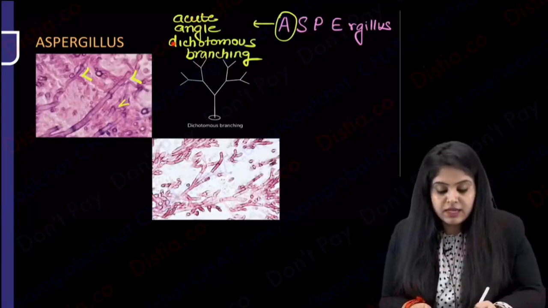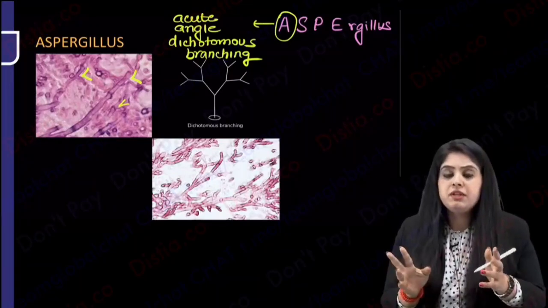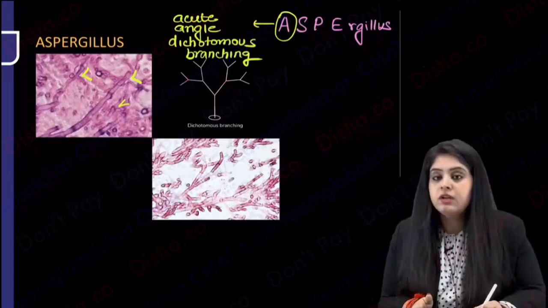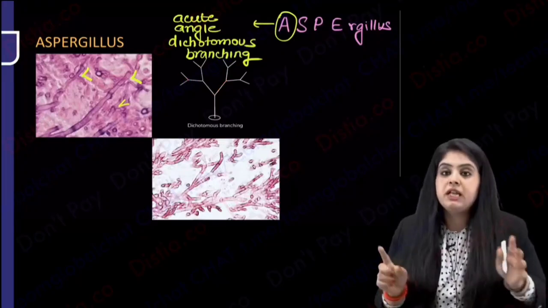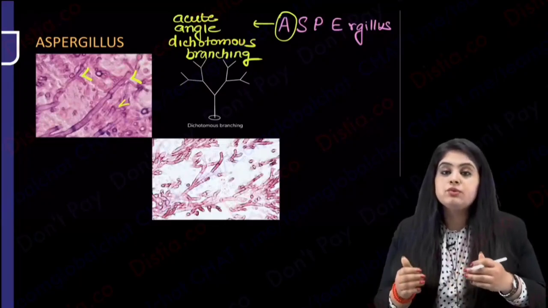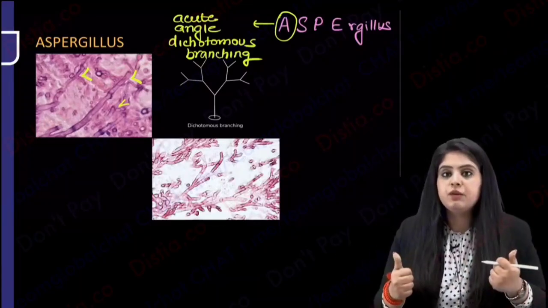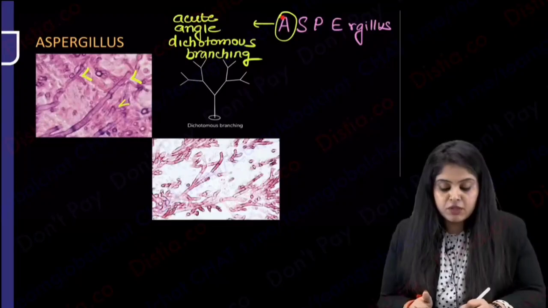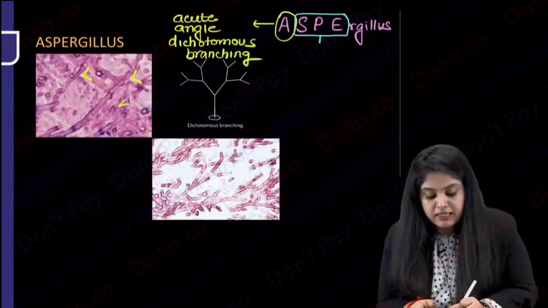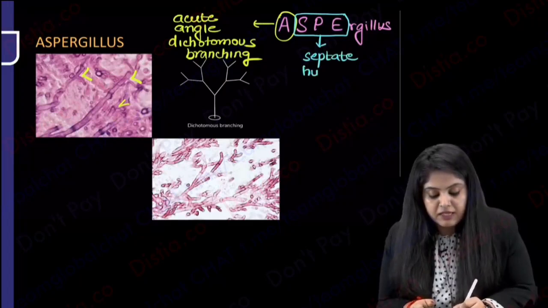Acute word is done. What is dichotomous? Like the branches of a tree: from 1 there are 2, from 2 there are again 4, from 4 there are 8, from 8 there will be 16. This concept is known as dichotomous branching. 1 to 2, 2 to 4, 4 to 8, double, double, double. So number 1, A for acute angle dichotomous branching, and number 2, SPE means the presence of septate hyphae.